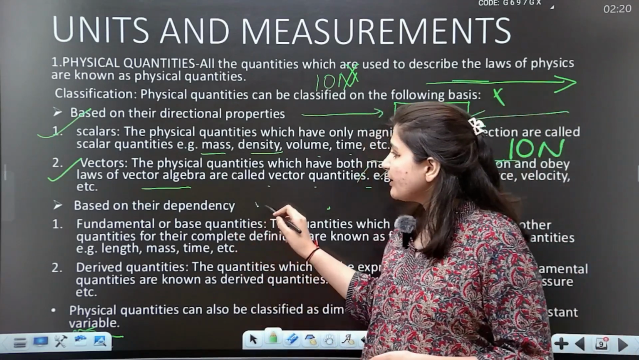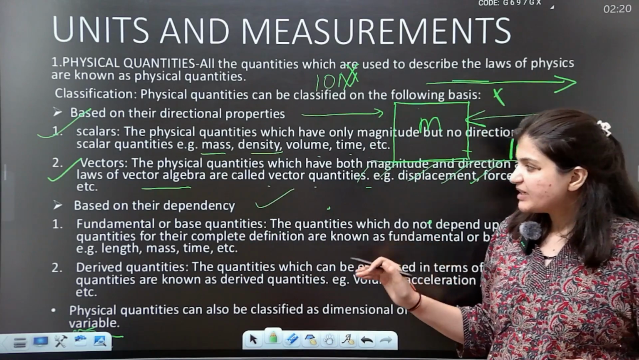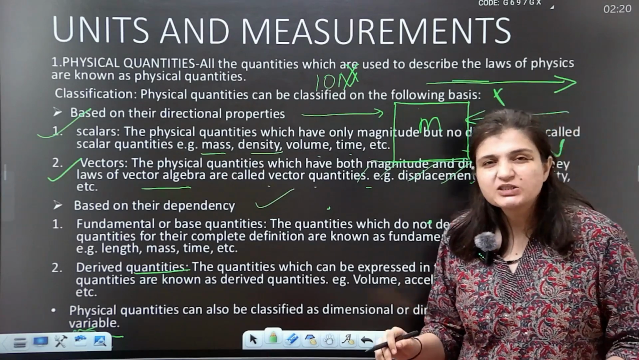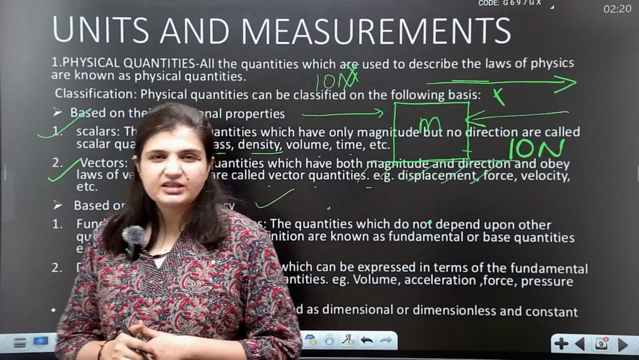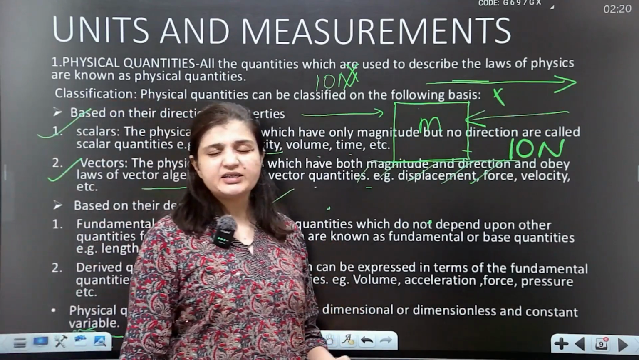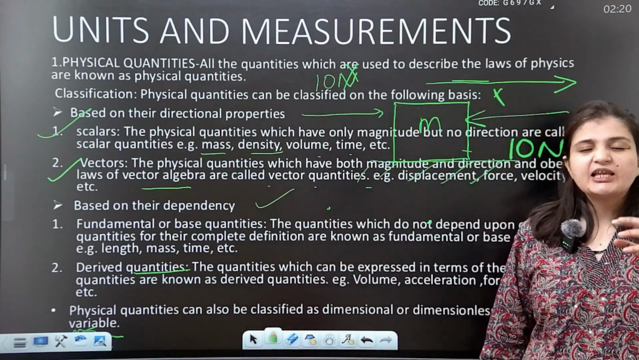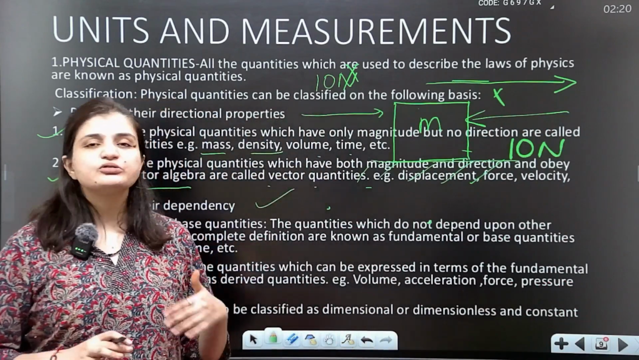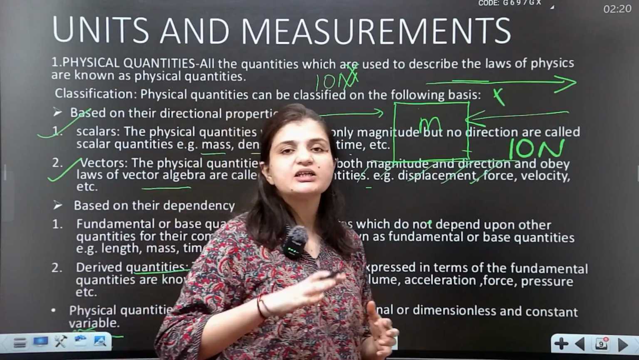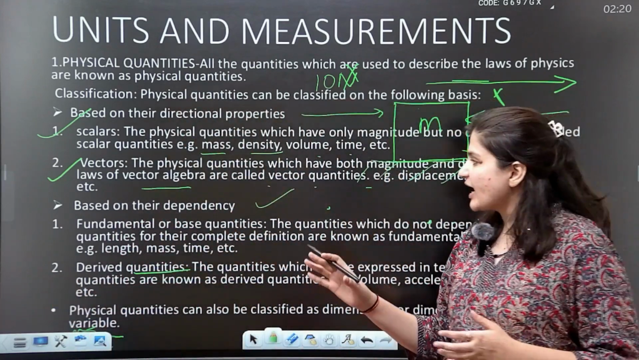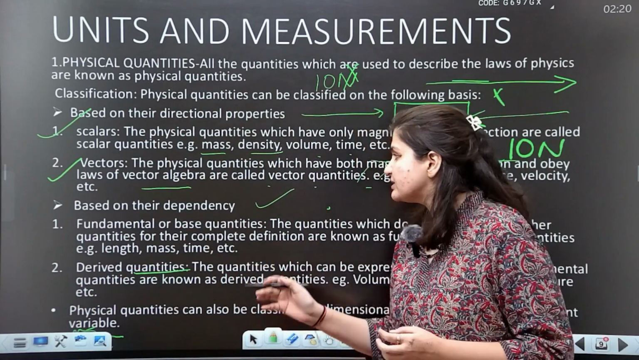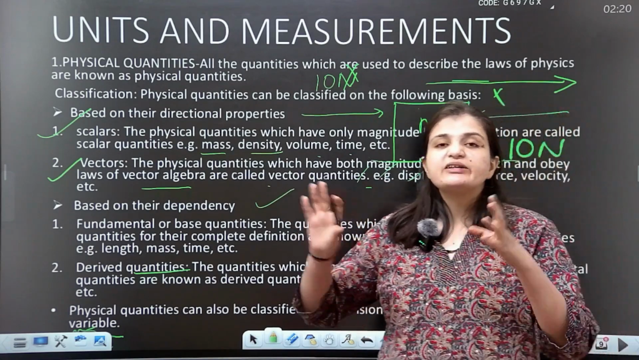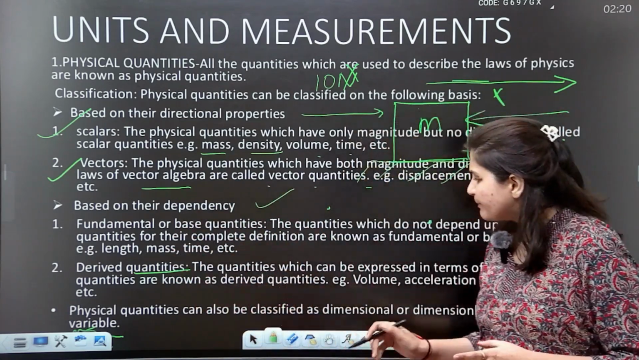Now based on the dependency, we have base quantities and we have derived quantities. Which are the base quantities? Those which are not dependent on anything. There are certain quantities in physics which scientists and physicists have labeled to study various other concepts, to study complex concepts. So they have simplified certain quantities as the base and the derived. Derived are dependent on base. Base is not dependent on anything. It's just like a simple concept.